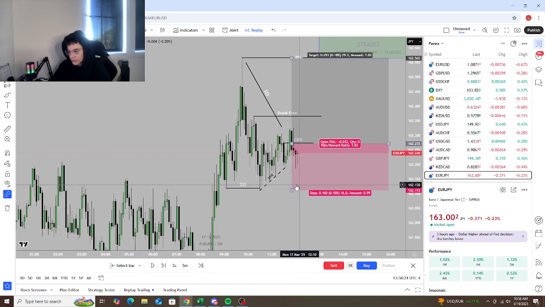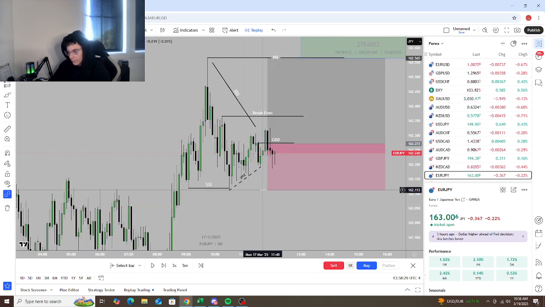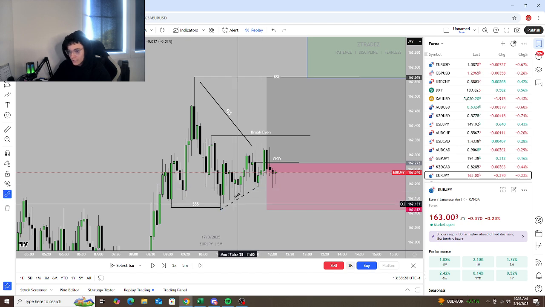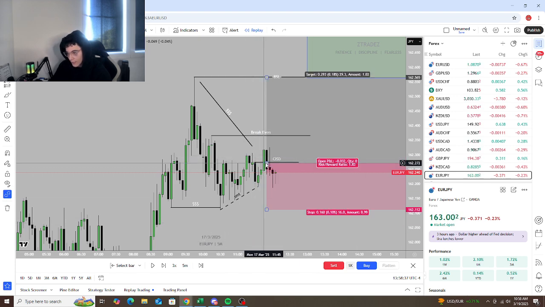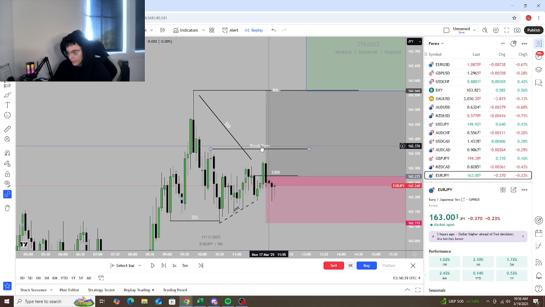Within that hourly, we have a sweep of a low down here, kind of chop a bit, and then we take out this low on GBPJPY, which forms, and we don't here. So that forms an SMT. Boom, I'm entering off the next POI I see on the 5 minute. CISD right there, entry there, break even right here.